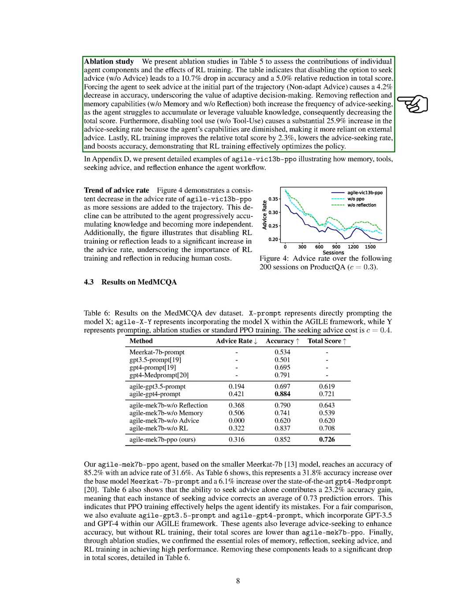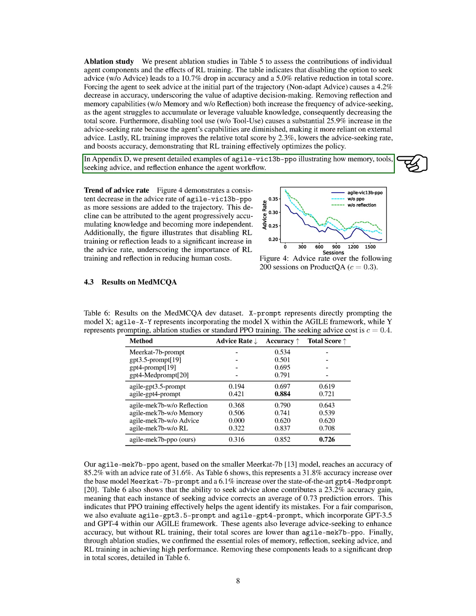Additionally, disabling tool use significantly raises the advice-seeking rate due to diminished agent capabilities. RL training enhances the relative total score by 2.3%, reduces the advice-seeking rate, and improves accuracy, showcasing the effectiveness of RL training in optimizing the policy. Detailed examples of AGILE Vic-13B PPO demonstrating how memory, tools, seeking advice, and reflection enhance the agent workflow can be found in the appendix.